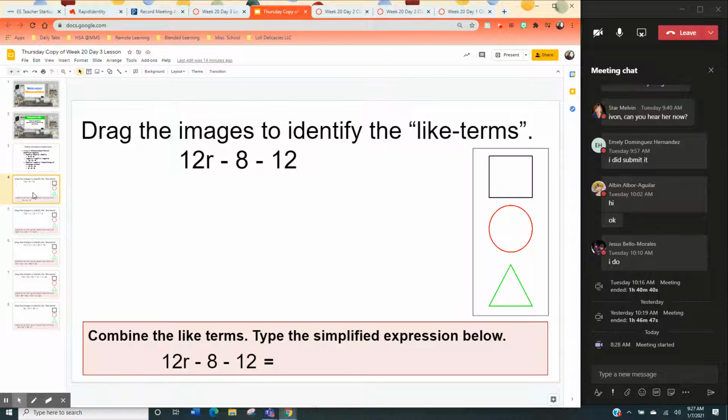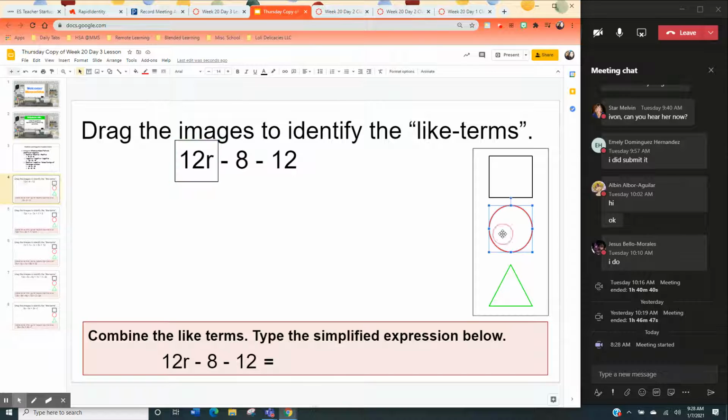So remember how all these days I've been showing you to draw a shape around like terms. Well, I included the shapes on the side. That way all you have to do is drag and drop them. Make it just a little bit easier. So we have 12r minus 8 minus 12. I have 12r, so I'm going to use the very first shape. 12r is all by itself. There is no other term with an r in it. So 12r is by itself.